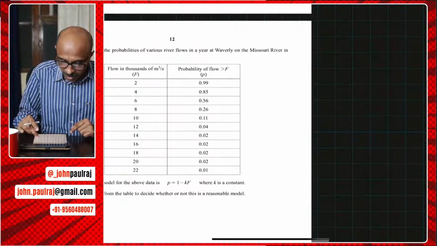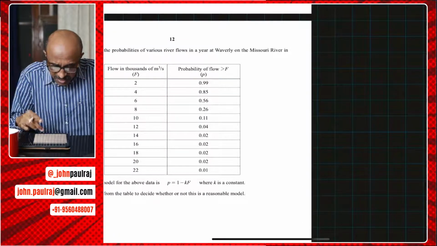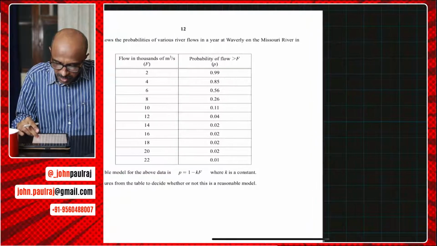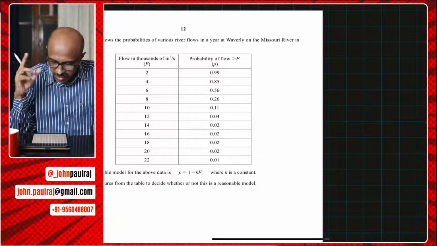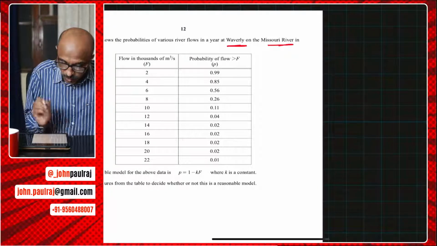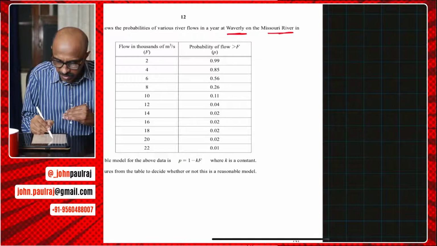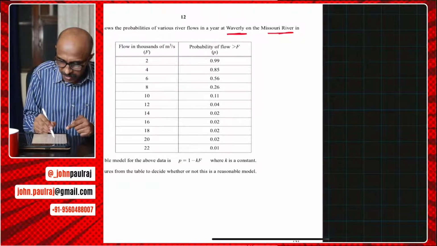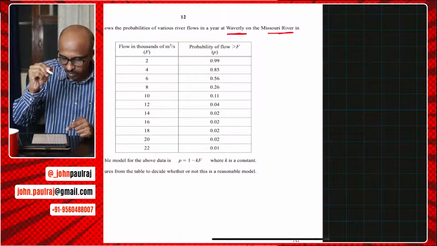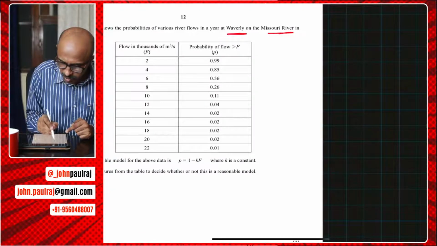Okay, part 8, question number 8. It says the table shows the probabilities of various river flows in a year at Waverly on the Missouri River in the US. Flow in thousands of meter cube per second. So these are the different flows. Capital F is what denotes the flows. That's 2, 4, 6, 8, so on and so forth up to 22. And this is the probability. Okay, the table shows the probabilities.